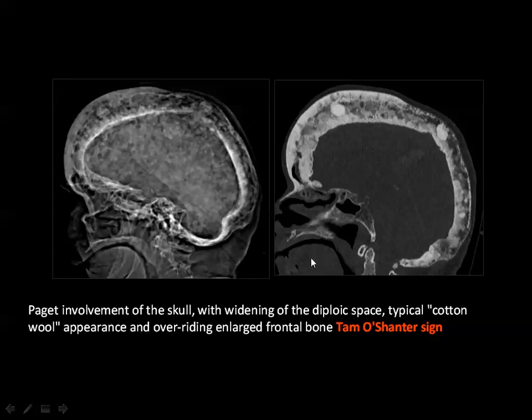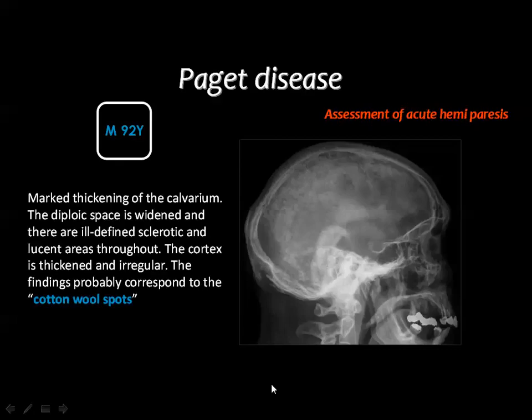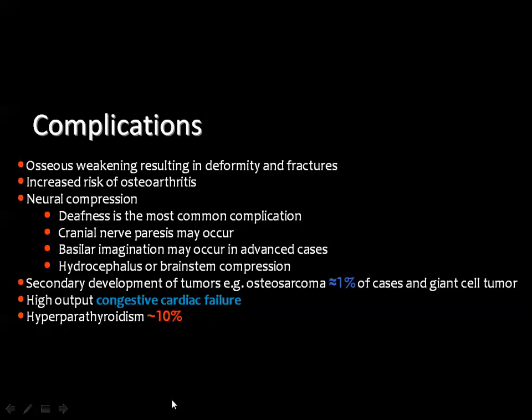Paget disease is diagnosed primarily from the enlargement of the bone. And here you see significant enlargement of the calvarial bones with widening of the diploic spaces and what is known as cotton wool appearance. This is the plain X-ray and this is the sagittal reformatted CT image. Paget disease will affect the inner table and the outer table of the skull. It may show these cotton wool spots, which are not so well appreciated in this lateral X-ray of the skull.